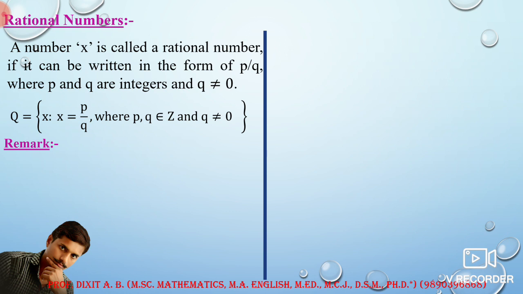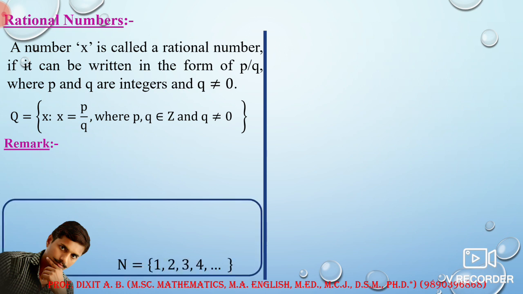So we will see some relations between the natural, whole, integers and rational numbers. We know natural numbers are 1, 2, 3, 4. We'll see the relation between the naturals and whole numbers, and naturals and rational numbers. Now consider this natural number 2. Can I say 2 is a rational number?